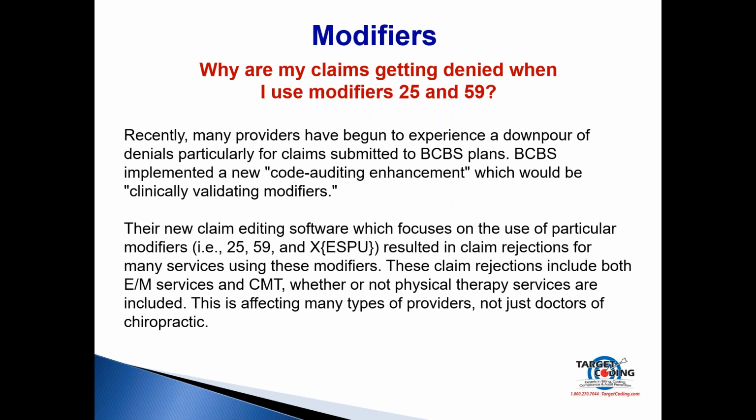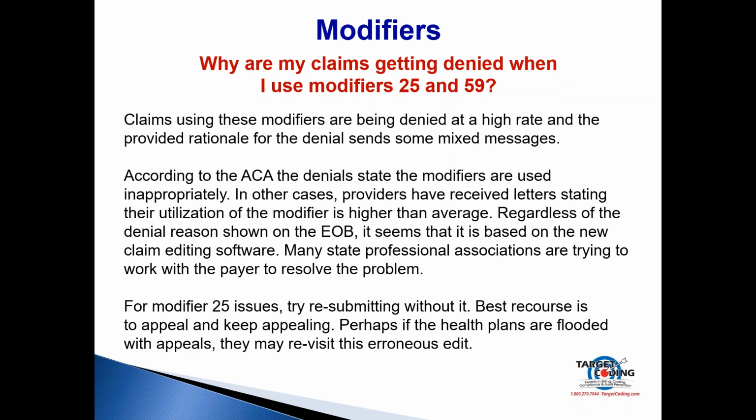Well, recently, many providers have begun to experience a downpour of denials, particularly from Blue Cross Blue Shield plans, because from what I've heard, they've implemented a new code auditing enhancement, which would be clinically validating modifiers. This new software program focuses particularly on 25, 59, and the XEPSU modifiers, resulting in claim rejections. These rejections include both E&M services and CMT, whether or not physical therapy services are included. So this is affecting not only chiropractors, but many different types of providers. So claims using these modifiers are being denied at a high rate.